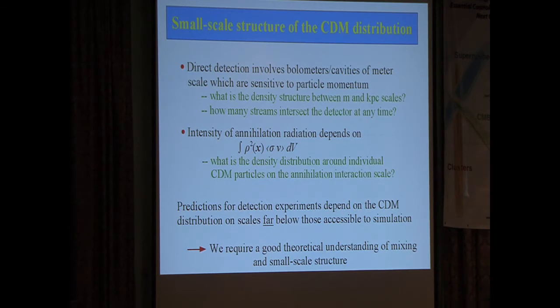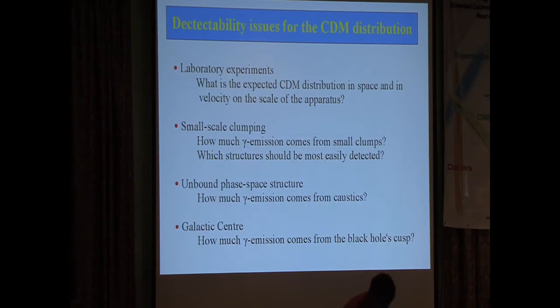What scale do we need to know the distribution on? You need to know the distribution, on average, around an individual particle on the scale of the annihilation cross-section. So that's even smaller scales. We have to be sure that what we see on the scales that we're simulating can somehow be extrapolated down to these scales and give you a correct answer. These are unique predictions which are far below the scales that we can simulate. Without a good theoretical understanding, you could not be confident of these extrapolations.